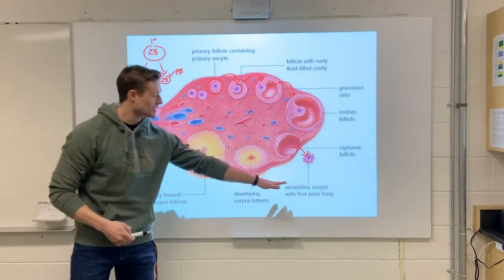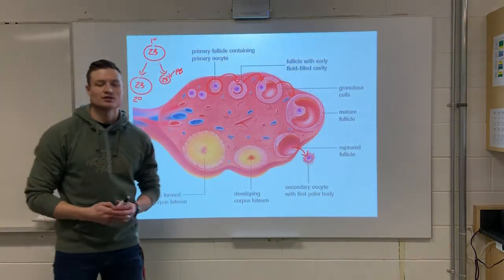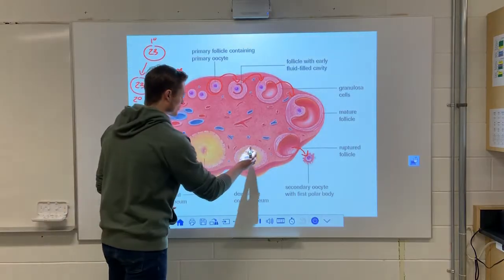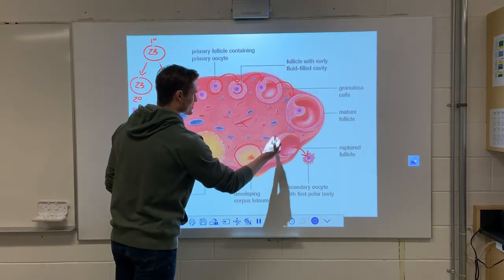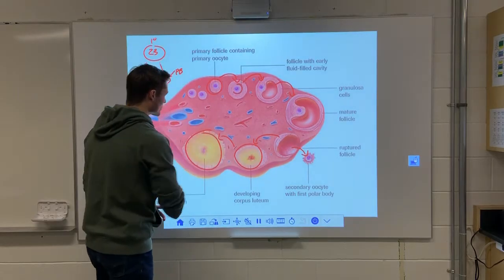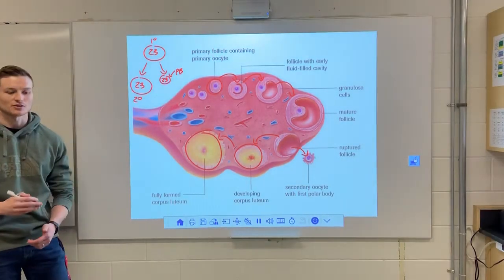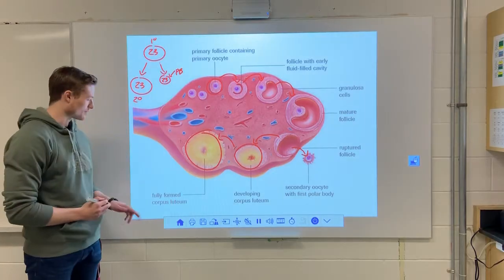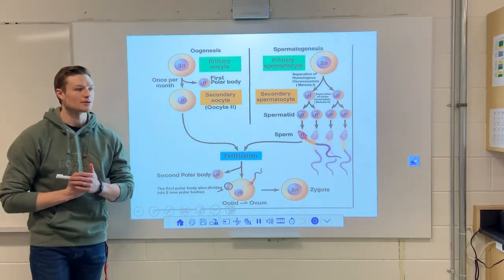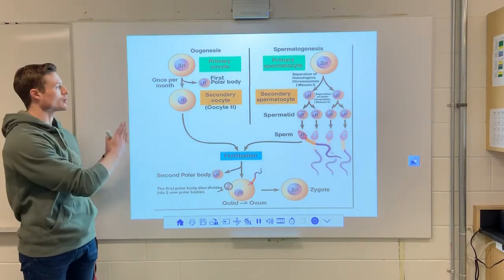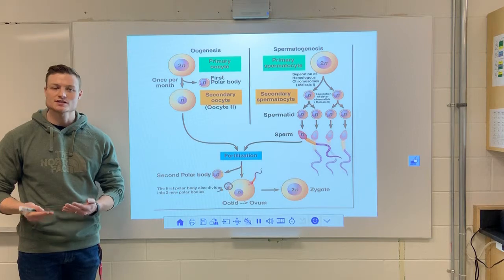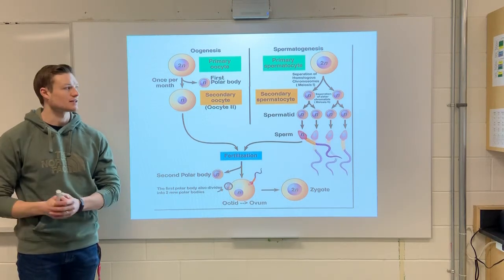Now, that secondary oocyte is then going to enter into the fallopian tube, and what's left over is, of course, our corpus luteum. So now we have our corpus luteum developing, and this is going to be really important when we talk about the menstrual cycle and where all these hormones are coming from. Now, the last thing I want to go over with you here is the comparison between oogenesis and spermatogenesis. You'll notice some similarities as well as some differences, so let's get into it.